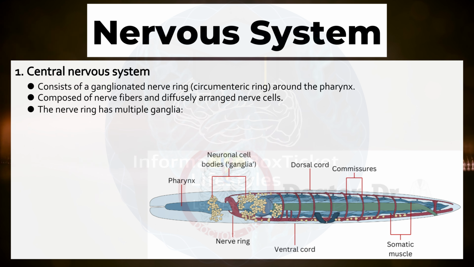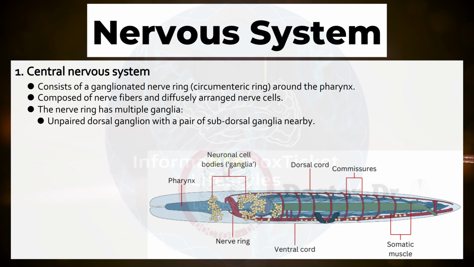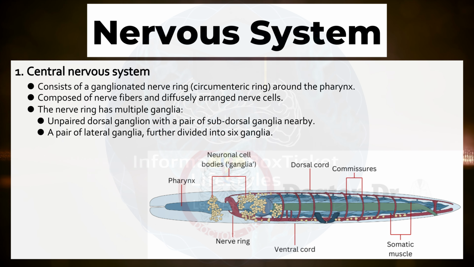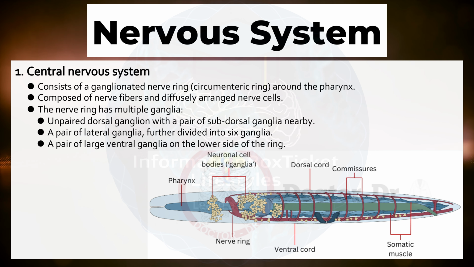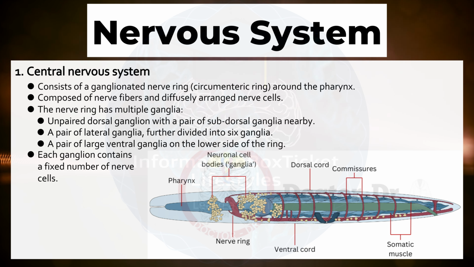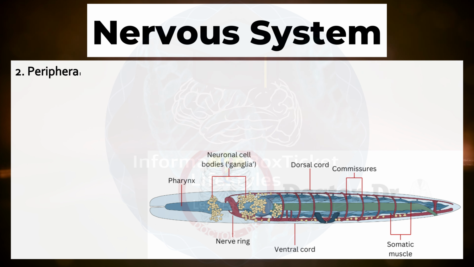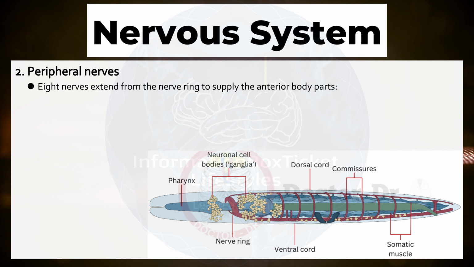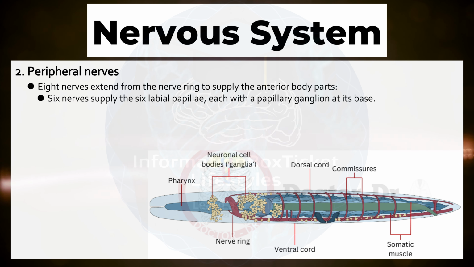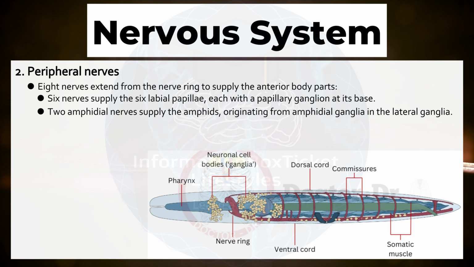The nerve ring has multiple ganglia: an unpaired dorsal ganglion with a pair of subdorsal ganglia nearby, a pair of lateral ganglia, further divided into 6 ganglia, and a pair of large ventral ganglia on the lower side of the ring. Each ganglion contains a fixed number of nerve cells. Second, peripheral nerves. 8 nerves extend from the nerve ring to supply the anterior body parts. 6 nerves supply the 6 labial papillae, each with a papillary ganglion at its base. 2 amphidial nerves supply the amphids, originating from amphidial ganglia in the lateral ganglia.